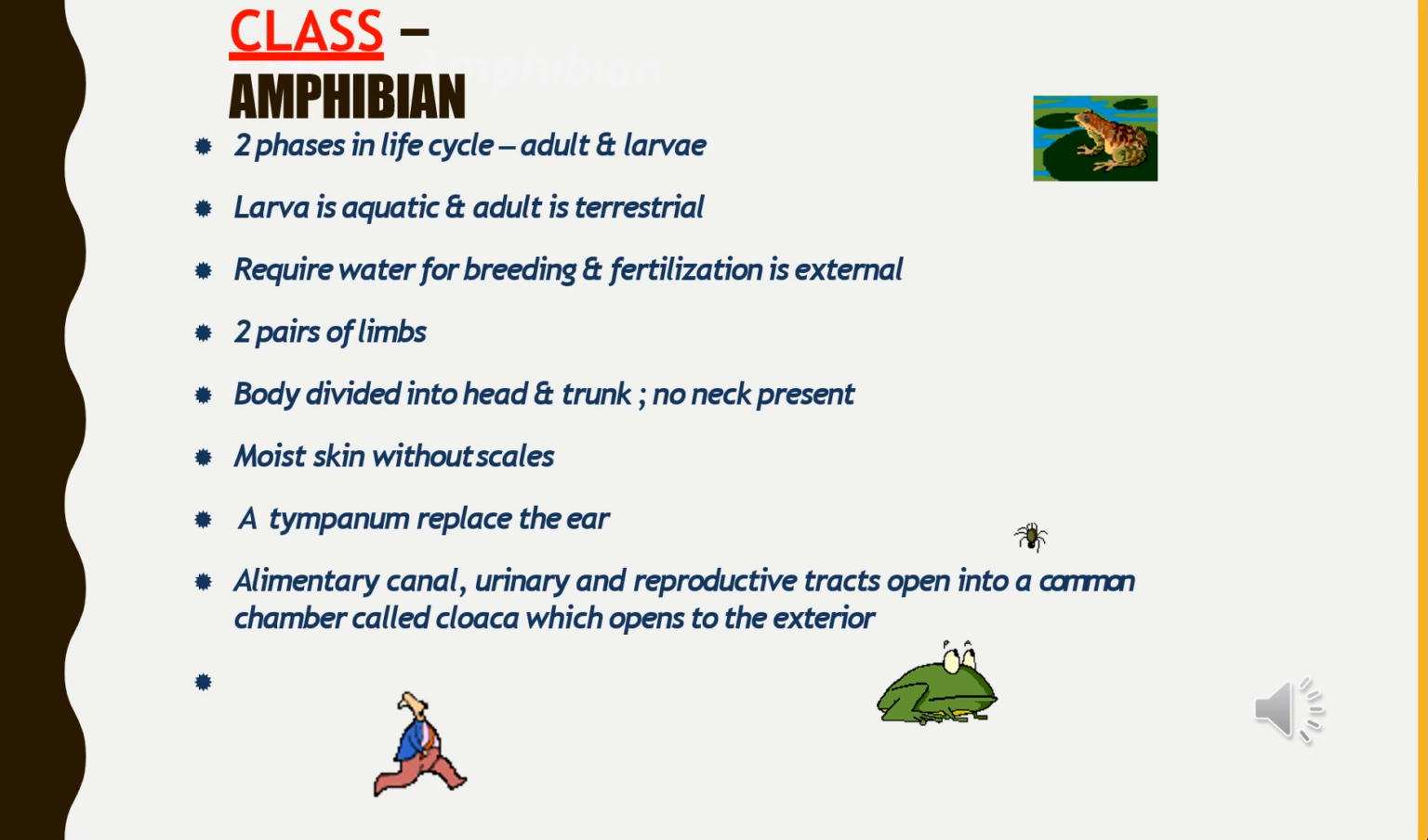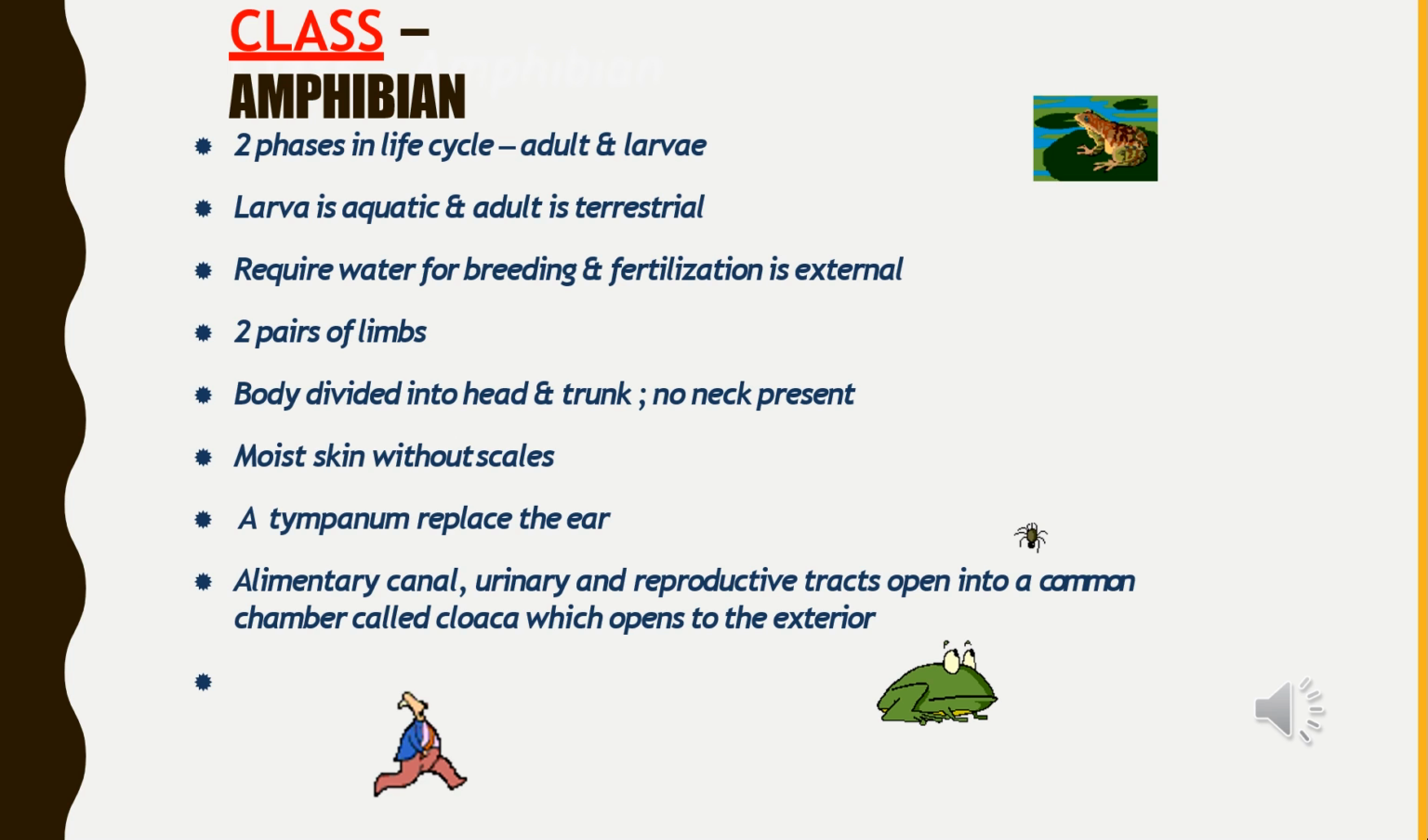As the name indicates, amphi means dual and bios means life. Amphibians can live in aquatic as well as terrestrial habitats. Most of them have two pairs of limbs, bodies divisible into head and trunk. Tail may be present in some cases. The amphibian skin is moist, means it's without scales. The eyes have eyelids. A tympanum represents the ear.